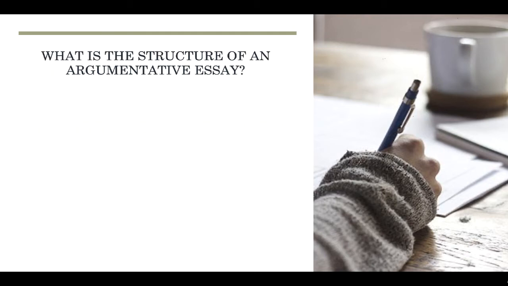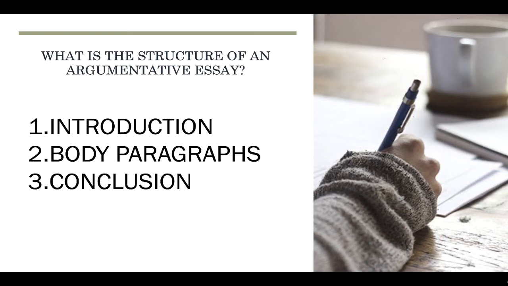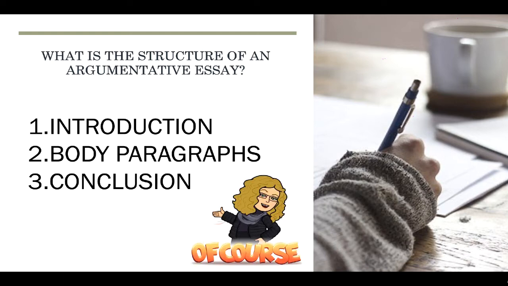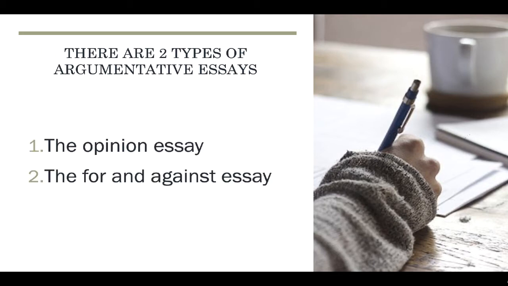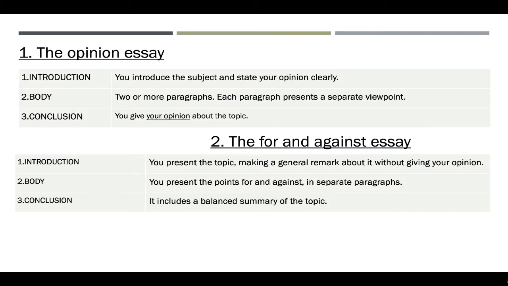First of all, what's the structure of an argumentative essay? An argumentative essay will have three parts: the introduction, the body paragraphs, and the conclusion, but I guess you already knew that. There are two types of argumentative essays. There is the opinion essay and the for and against essay. They have two different structures.